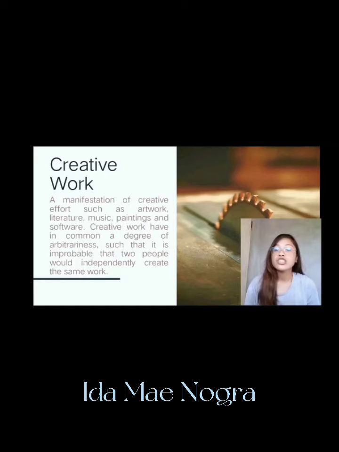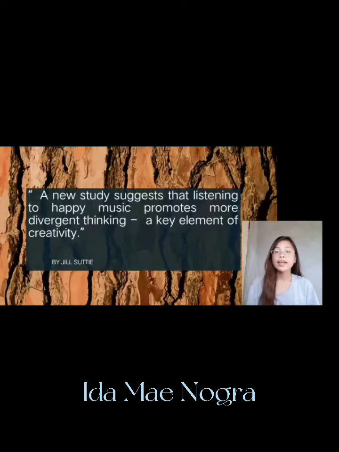Specific modes of musicianship or combinations of modes, such as improvisation, composition, performance, analysis, and listening, can all be used to express it. Mentioned by Helsinki, a new study suggests that listening to happy music promotes more divergent thinking, a key element of creativity. The findings show that people may wish to listen to pleasant music while working, especially if they need to think of innovative approaches to solve a specific problem.